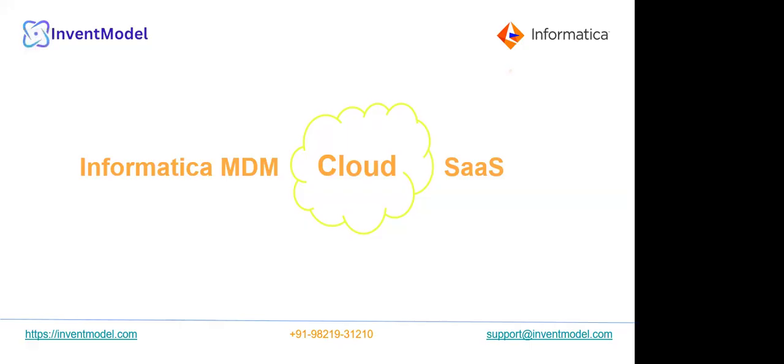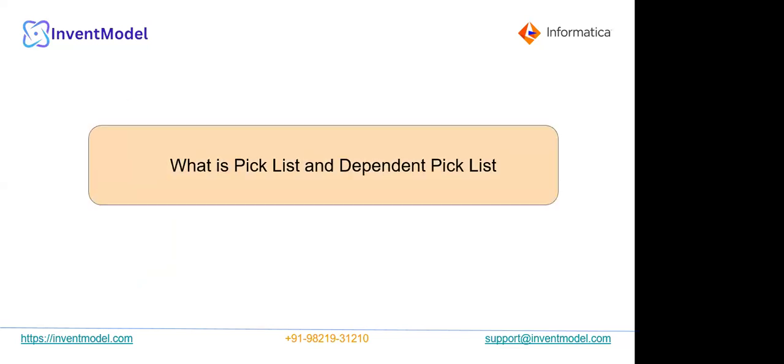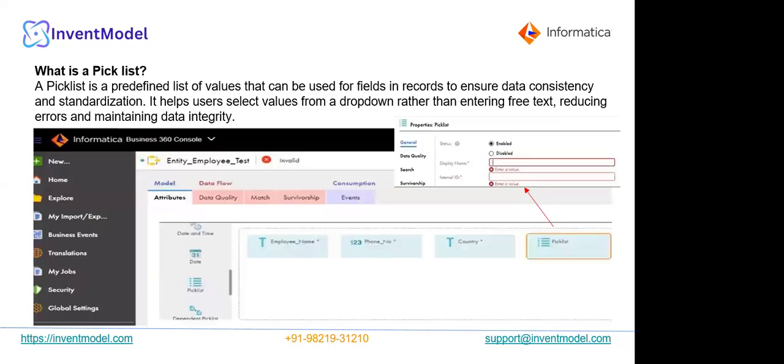So here we are to discuss something about the pick list and the dependable pick list and their features. So can we move on to the next slide? Yes. So what is pick list and dependable pick list? And what are the different data types that are available in MDM SaaS? And how is it different from the on-premises that we've already worked on? So what is picklist and dependable picklist? The first point that we'll be talking about.